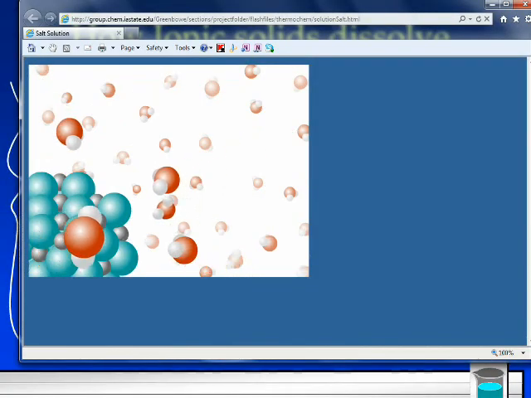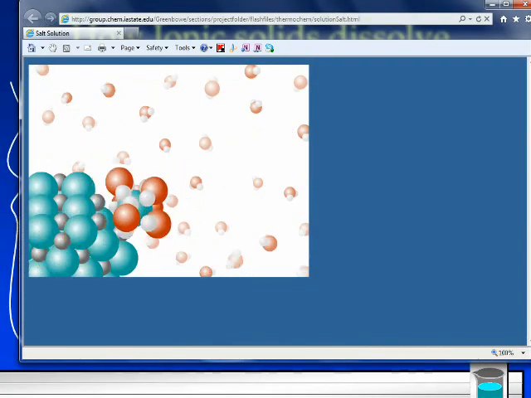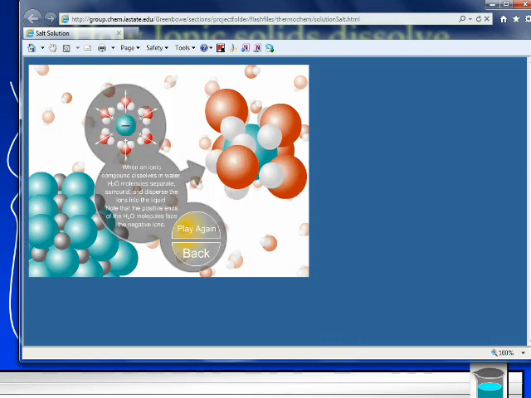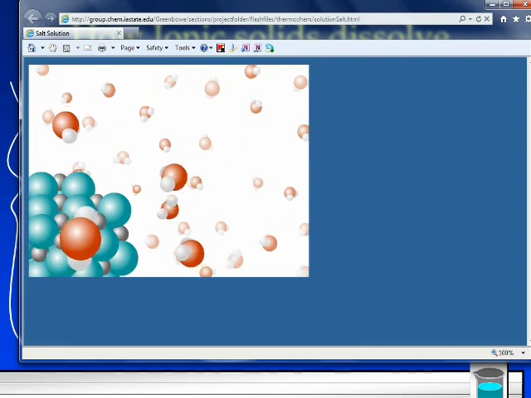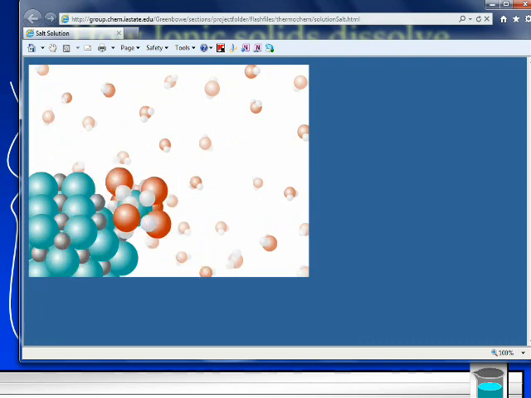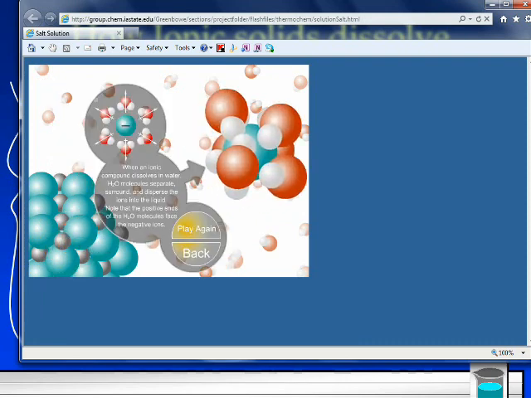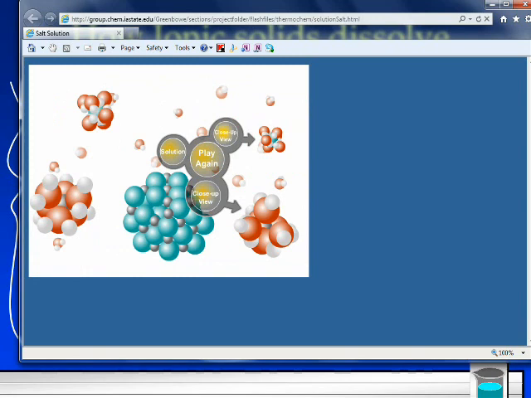Okay, watch this. All those water molecules come and take that chlorine away. I'll play that again. So those hydrogens are attracted to the chlorine. And notice those positive attract the negative. When an ionic compound dissolves in water, water molecules separate, surround, and disperse the ions into the liquid. Note that the positive ends of the water molecules face the negative ions. And let's look at this close-up view.